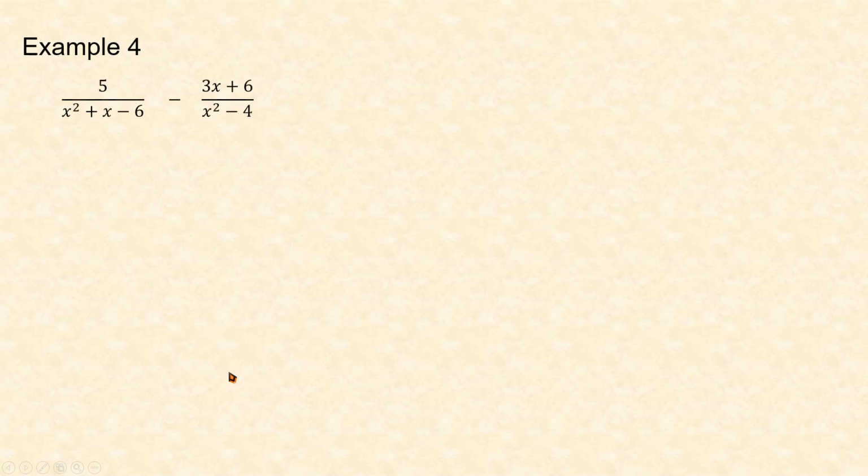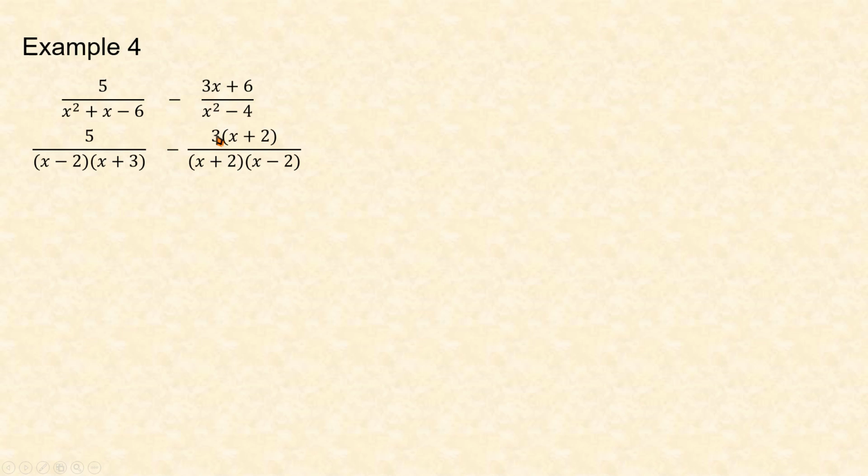Last example here. I have 5 over this trinomial minus 3x plus 6 over this x squared minus 4 here. I'm going to factor them out. Factor everything, try to cancel before you do the adding and subtracting. So I'm going to factor this guy. I have x minus 2 at the bottom, x plus 3. And here, I factor the top too.